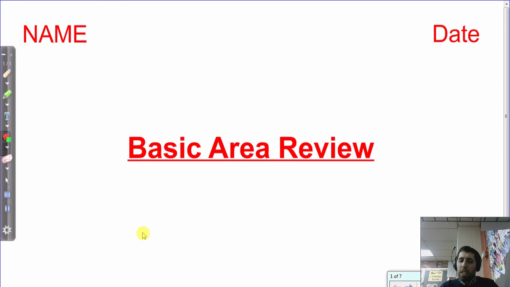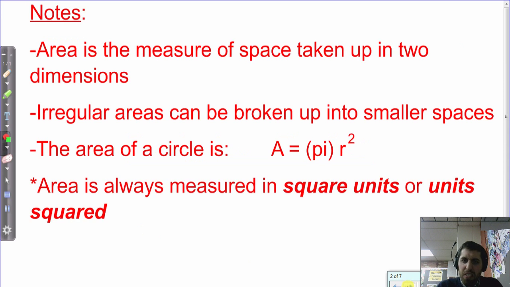8th grade. Last time we talked about basic perimeter review, and perimeter is just the distance around an object. Now we need to do a basic area review, making calculations of different areas. So get the name, date, title, and here are the notes.